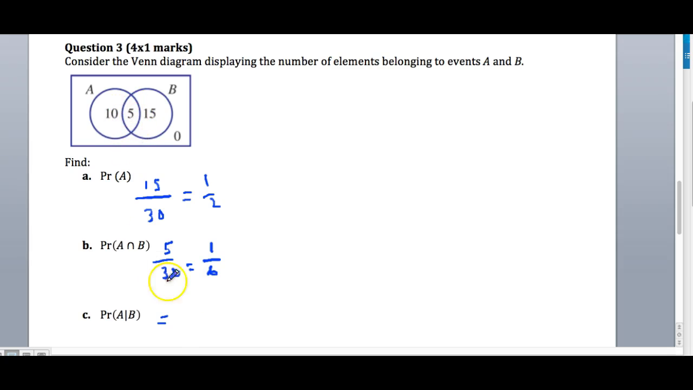The probability of A given B, so you can look in here and say probability of A and B is 5, and the probability of B is 20. So that gives you 1/4. So if you think about it, we want the probability that it is A, given that it's already in B. So we're looking at everything that is in B, and what's the probability that it's A is 5. So 5 over 20.